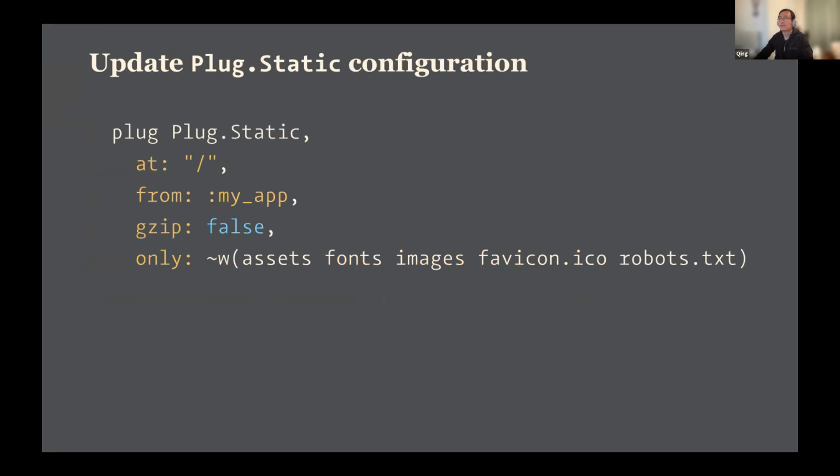The last step for the new asset pipeline is to update configuration for the static plug. We needed to add in the new assets directory to the only key, and also remove the JS and CSS directories because we no longer have them. Okay, up to this point, the new asset pipeline should be working, which means we are officially free of Webpack and Node in our HEEx application. And that's awesome. Yay.